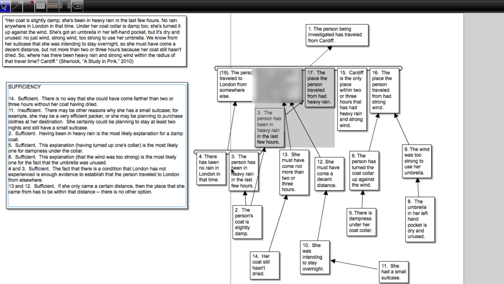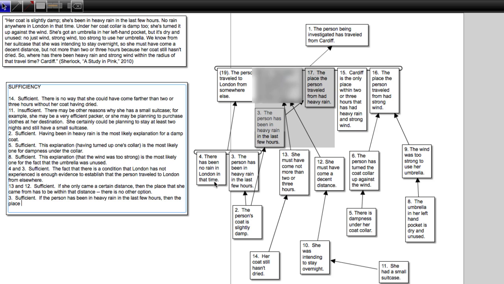Now, is 3 sufficient? We asked if 3 and 4 were sufficient to 19. Is 3 sufficient to 17? It's the only piece of evidence for 17. It had heavy rain, and yes, that's sufficient. If the person has been in heavy rain in the last few hours, then the place they had been in must have experienced heavy rain. There is no other option.